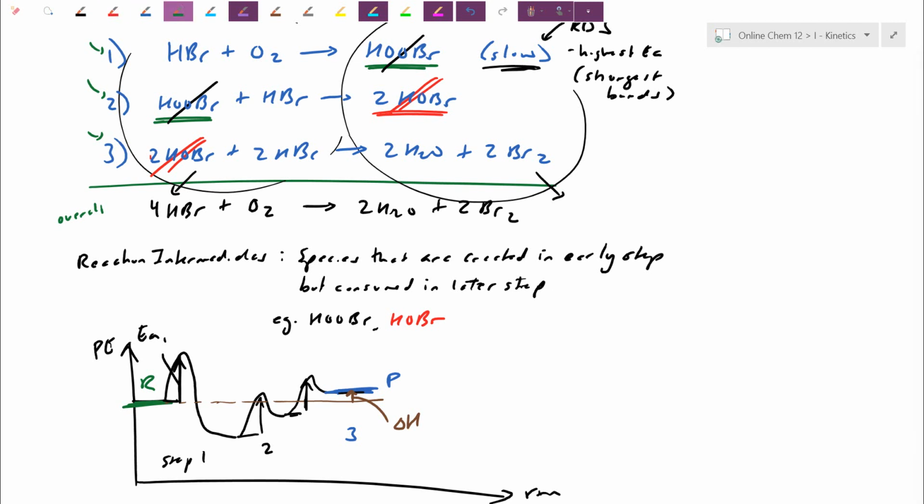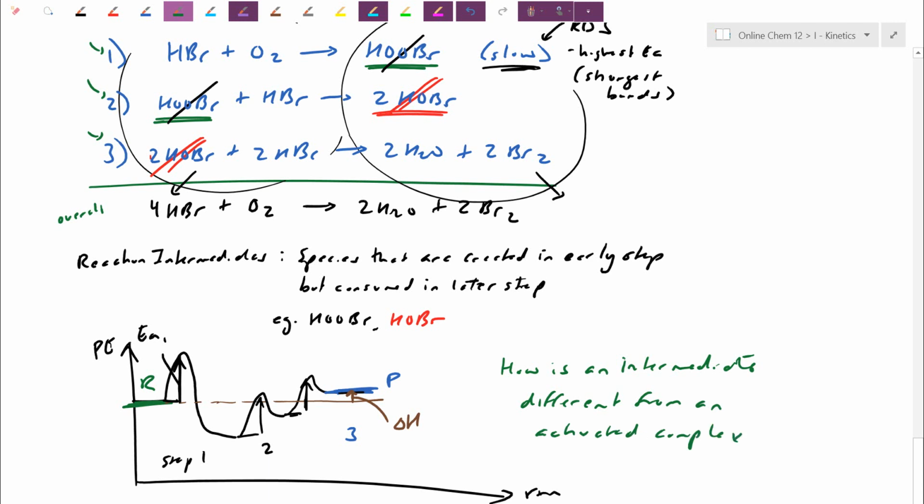I'm going to leave you with a question just to think about. I'll answer this tomorrow. How is an intermediate different from an activated complex? Because they're different, right? If they were the same, I'd just give it the same name. So think about where an intermediate might show up on this curve and where an activated complex shows up on this curve. And I'll pick it up from there tomorrow.